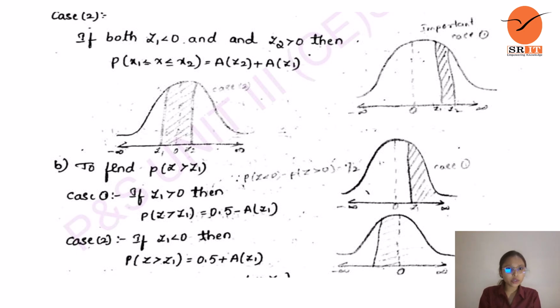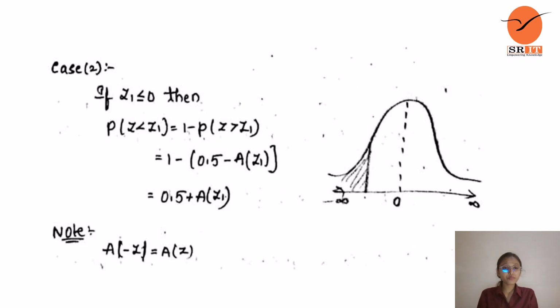Right, so case 2 is if z1 is less than 0, then p of z greater than z1 is equal to 0.5 plus A of z1. So if z1 is greater than 0, then we take the minus sign, and if z1 is less than 0, then we take the positive sign. Moving on to the next slide.